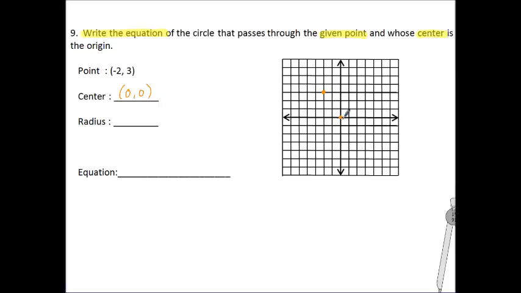So in order to be able to write the equation for our circle, we need the radius. The radius is right here, and we need to know what the length of the radius is.